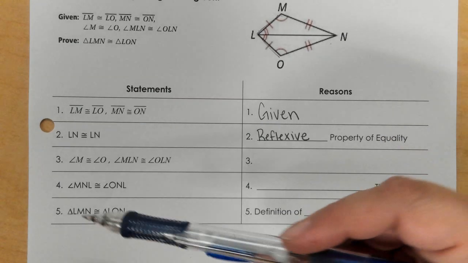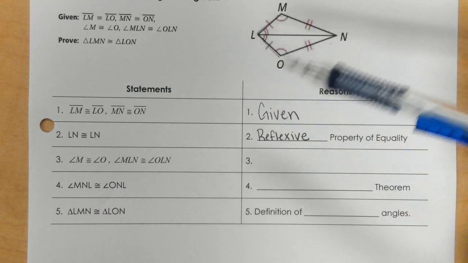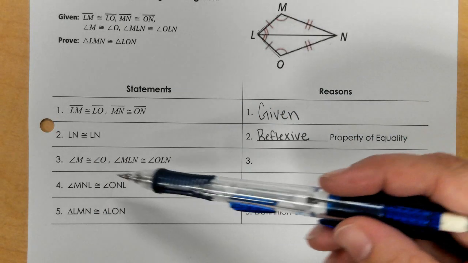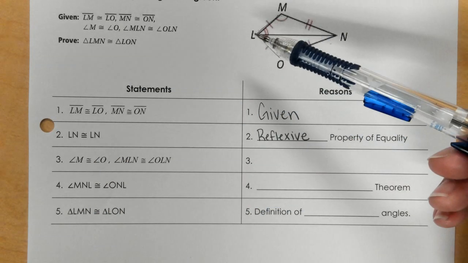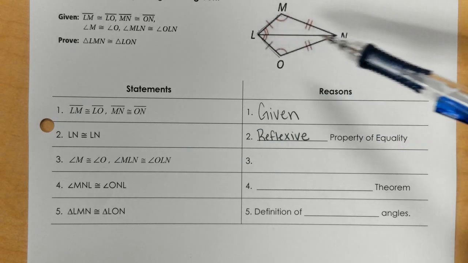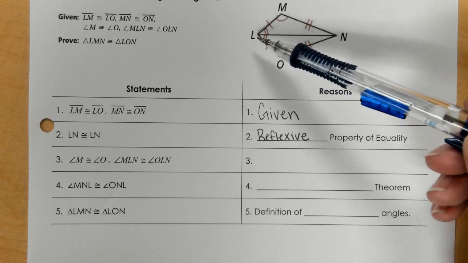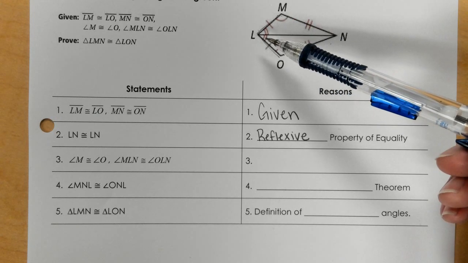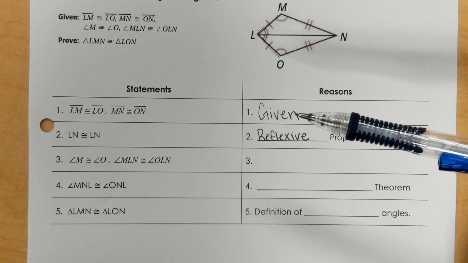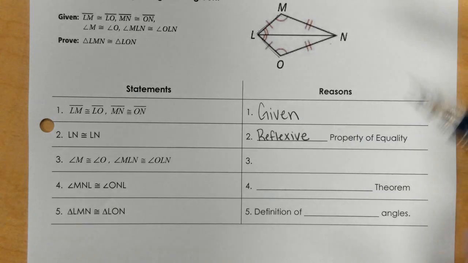Okay. Then we're given some more information that angle M is congruent to angle O. Okay. Angle MLN, so this angle here, and angle OLN, so this angle here, are also congruent to each other. Alright, so that's given.